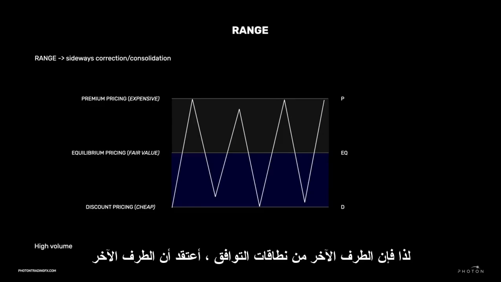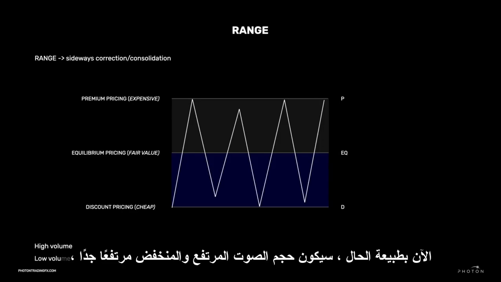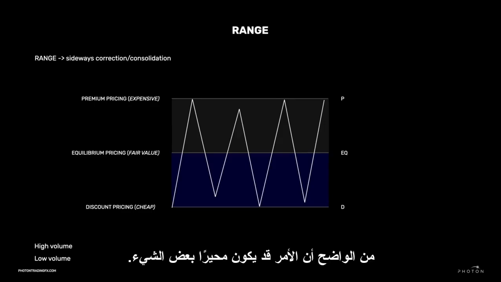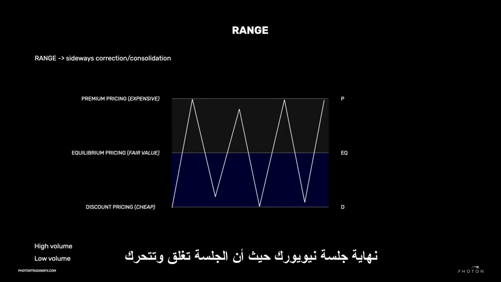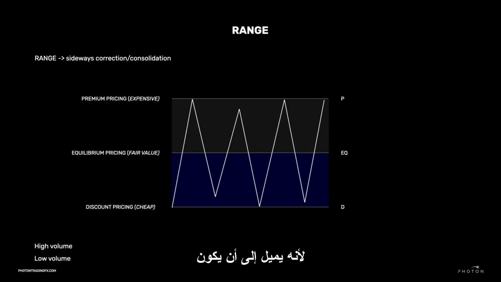So the other end of what can form ranges, I guess the other end of the spectrum, is low volume. Now, naturally, high and low volume are going to be very different in nature. And the fact that ranges are created by both of those environments can obviously be a little bit confusing. One common time when you'll see a range is towards the end of the New York session, as the session is closing and moving into the Asian session, where price tends to range and consolidate because there tends to be low market volume during those times.